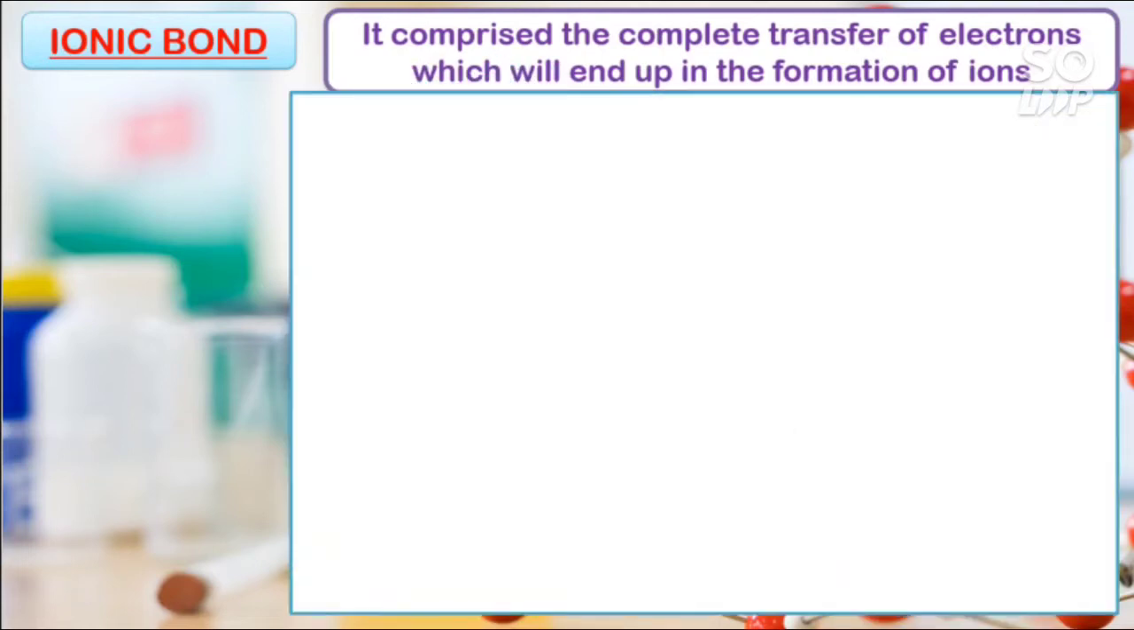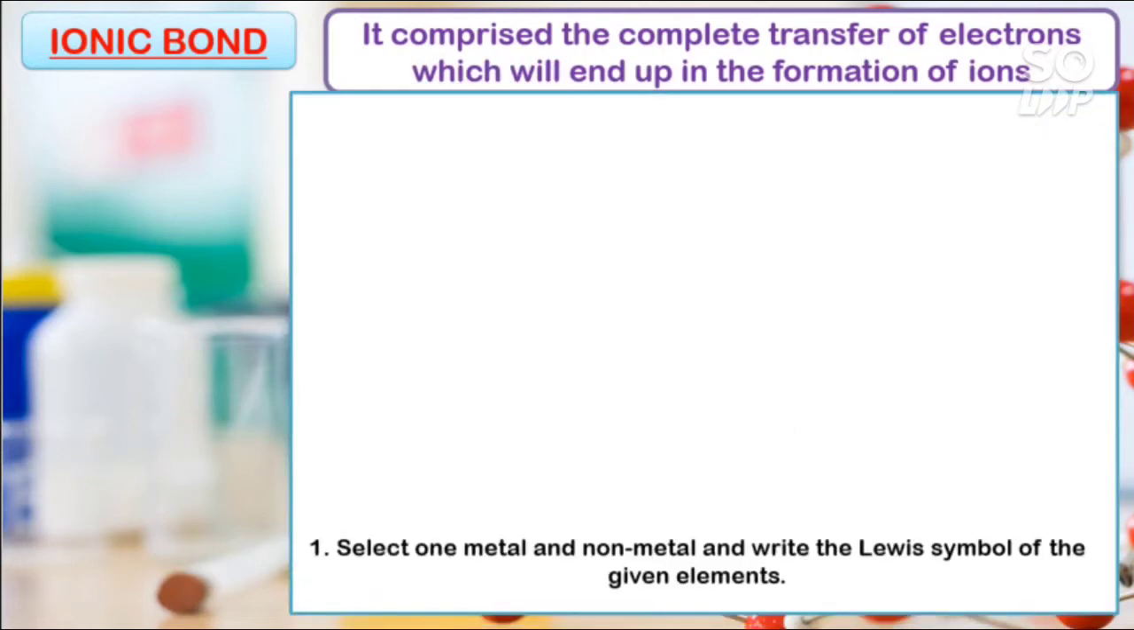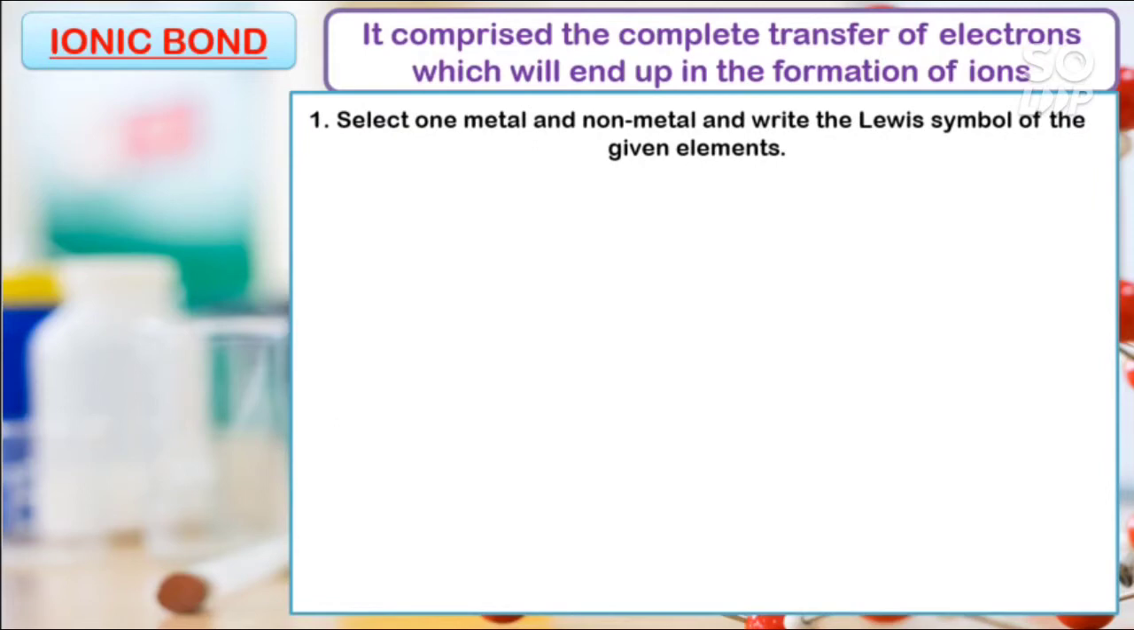So let's study it one by one. The first step is to select one metal and one non-metal and then write the Lewis symbol of the given elements. So for instance, we have Na for the sodium and Cl for the chlorine. So we have now the metal as the sodium and the non-metal as the chlorine. After writing down the symbol of the metal and non-metal, we have to write the Lewis symbol of these elements.